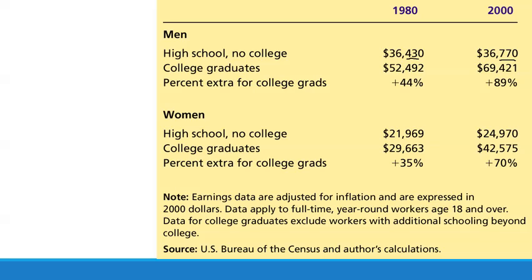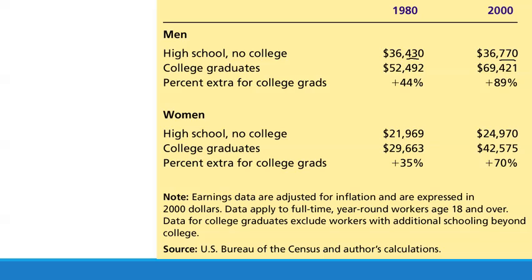Now, it's even building further past that. If you look at women here, high school, no college, look at the difference in wages there for women to men, and then college graduates. Even so, we see here women in 1980 made 35% more as a college graduate. In 2000, they made 70% more as a college graduate. So we can look here, men are making significantly more money. We're going to talk about that. But one of the things we do notice here is a significant difference between the amount of money being earned by college graduates versus high school students.